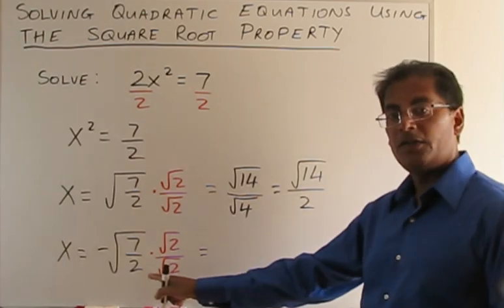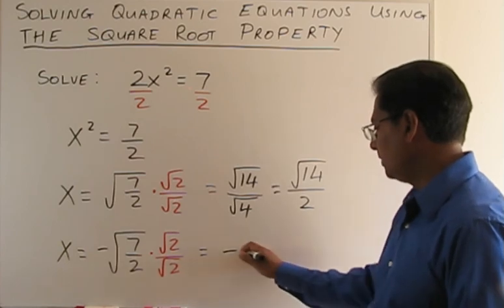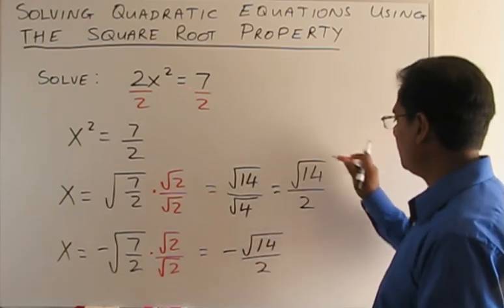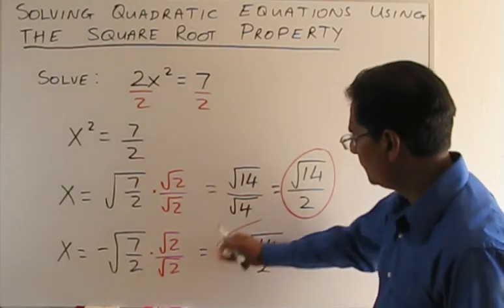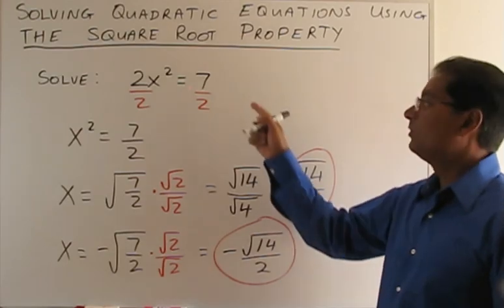And similarly on the other answer, the negative answer, we're going to get negative the square root of 14 over 2. So these are our two solutions to that quadratic equation. And we found these by using the square root property.